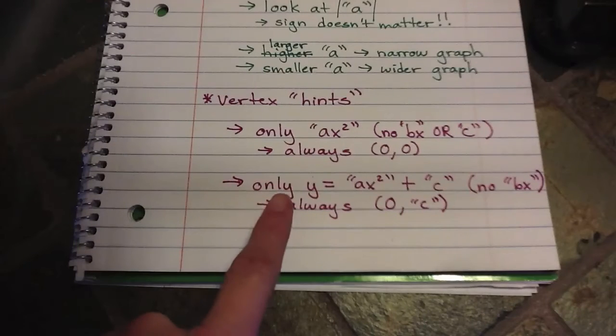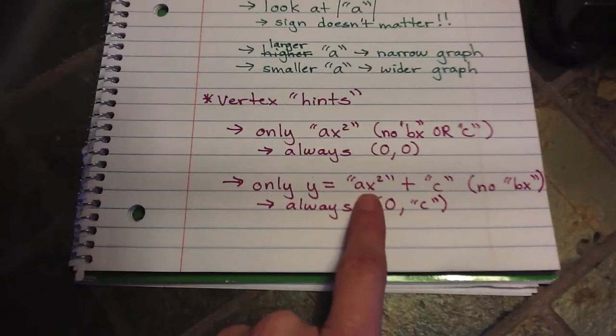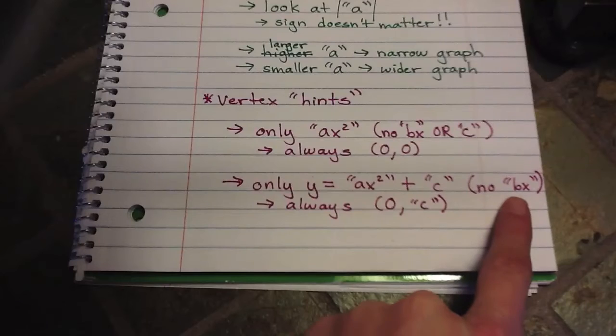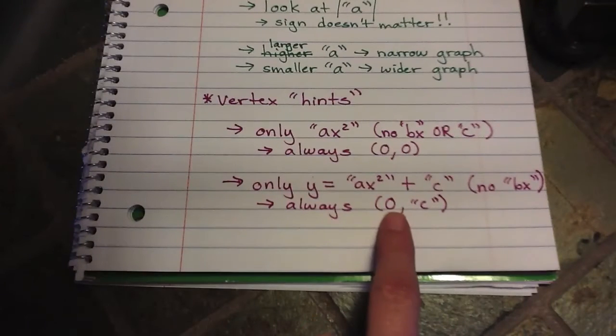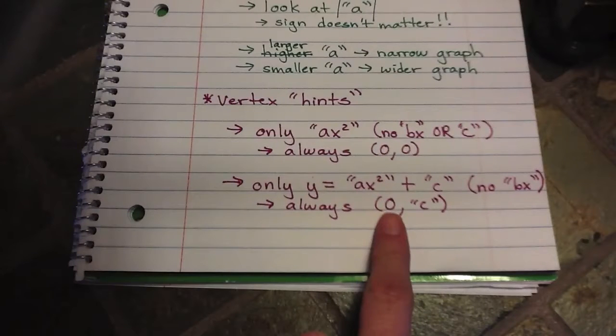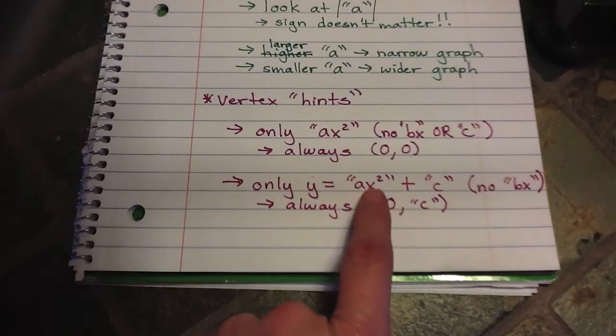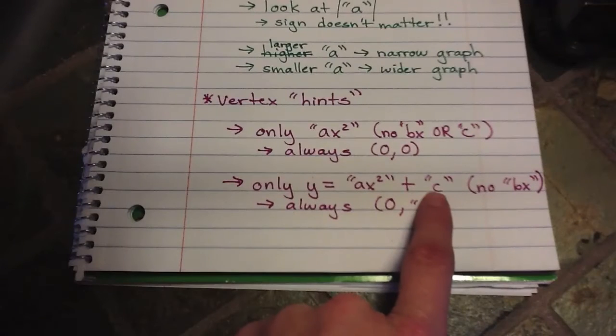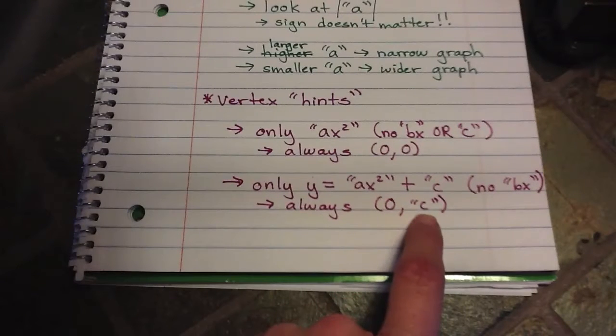But the other one you're going to come across is when you have an ax squared and a c but no bx. It still makes that first point 0 because when you plug in the no b you get 0. But once you plug in 0 to your equation, you notice you have c left over, so your y is going to end up being c every time on those.